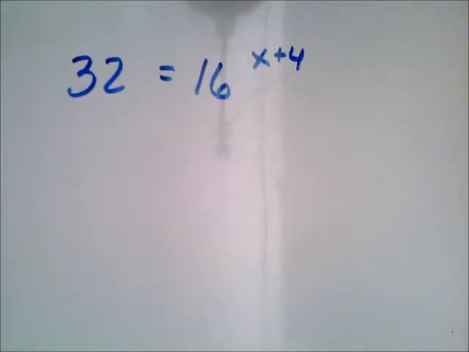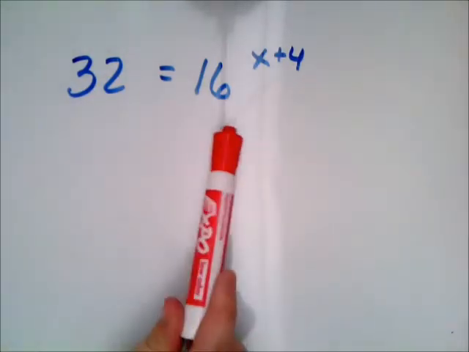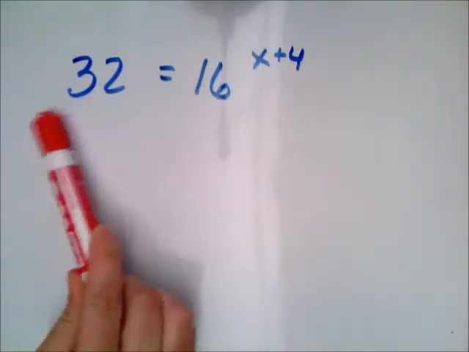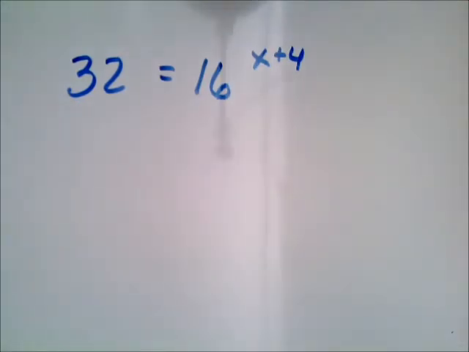So here we're trying to solve two exponentials. If we can write them with the same base, then it'll work out a lot nicer. So first I need to brainstorm. I might think, okay, 16 I could rewrite as 4 squared, but then 32 I can't write as 4 to a power. So what else could I try?